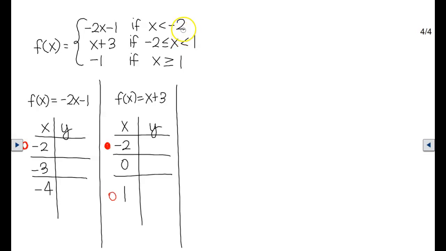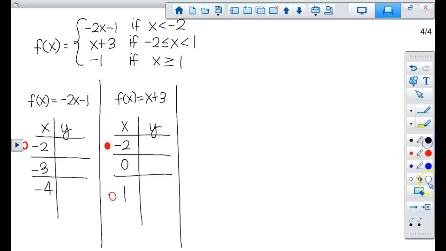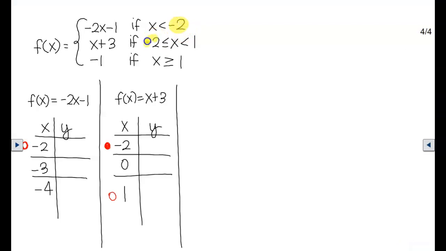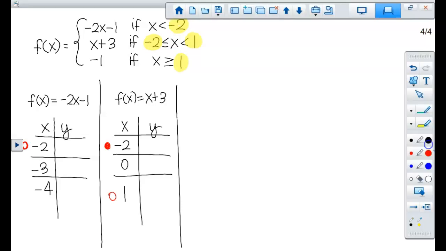So notice, all of these specific numbers up here that are mentioned have to be members of my table for that function. And notice that for each one, I have to think about whether it's an open or a closed circle. For each of those specific numbers, open or closed. Everything else is going to be automatically closed.